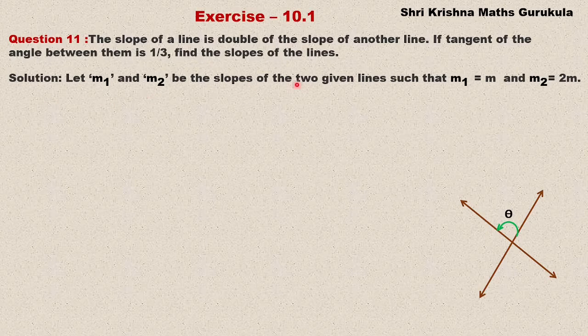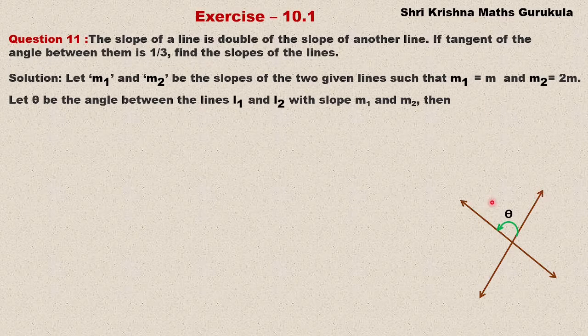Let m1 and m2 be the slopes of the two given lines such that m1 is equal to m and m2 is equal to 2m. As per the data, slope of one line is double the slope of the other line, so I am calling m1 as m and m2 as 2m. We will call the lines L1 and L2, and the slope of L1 is m or m1 and the slope of L2 is m2 or 2m. Is this clear?